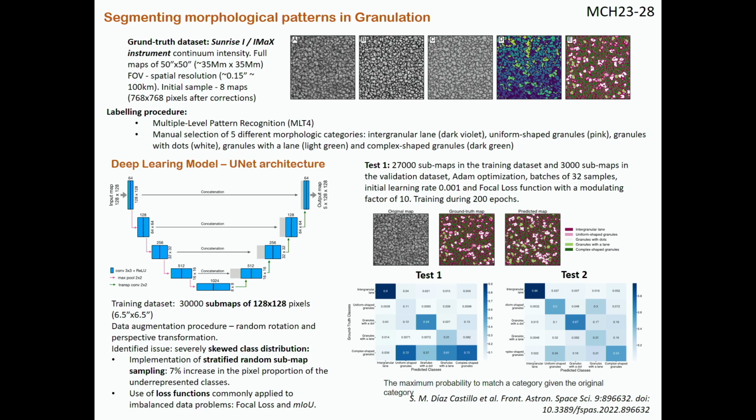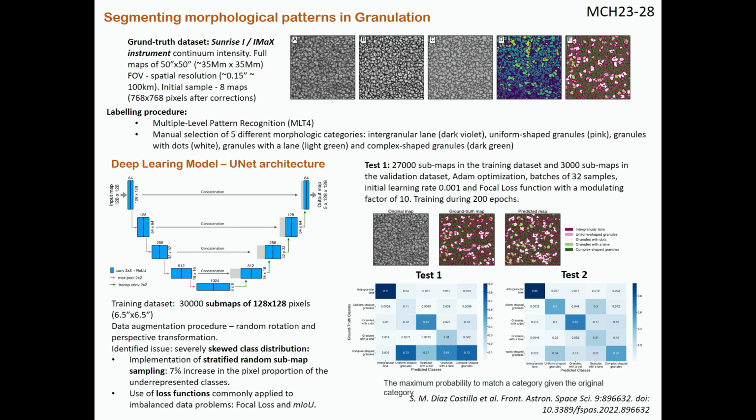So what is our initial intent? Initially we want to go the easy way: we make a model to segment morphological patterns in the granulation. We use initially a granulation data set, which comes from Sunrise. This is a telescope on a balloon that flies during a week. It flew in 2009, I think that was the first flight. The idea is that this data set is quite good in terms of not being affected by atmospheric effects. Using this data, we use continuum intensity maps.